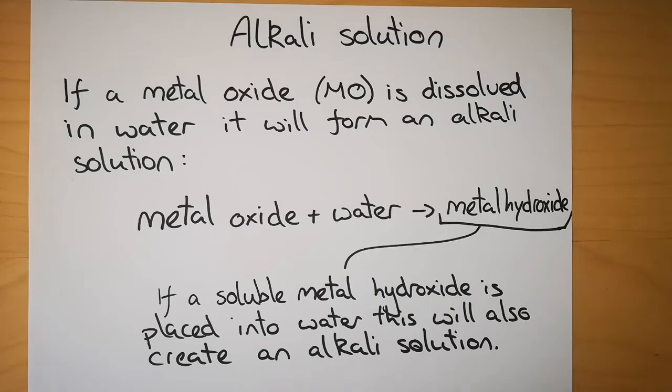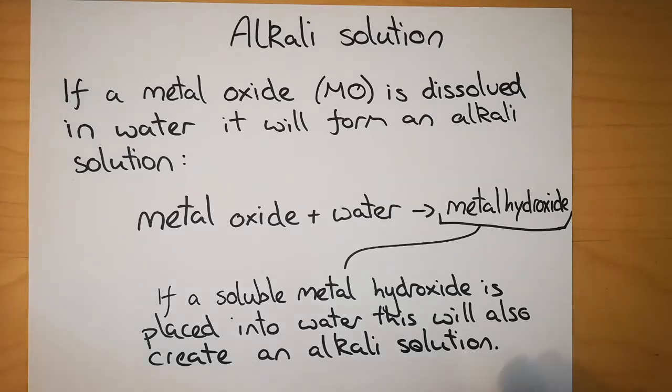So a metal oxide plus water will give you a metal hydroxide. Now you could extract that metal hydroxide, and if you then place that metal hydroxide into water, if it was soluble, that would also create an alkali solution. So metal oxide or metal hydroxide will give you a nice alkali solution. And what we can say about that is that when those substances are placed into water, they will increase the number of OH negative ions, or hydroxide ions, creating that alkali solution.